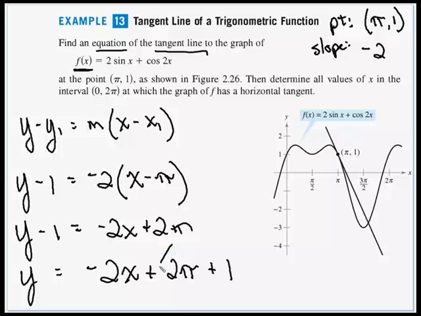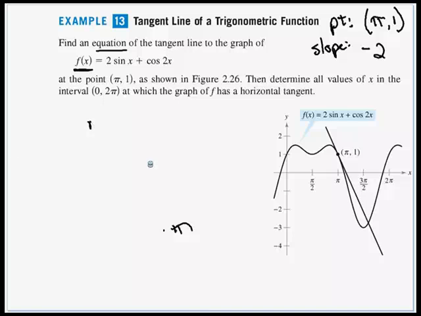You can think about, y equals mx plus b. Here is our y equals m. Our slope is -2x plus, this is our b. It's just a little weird looking. It's not just a number. It's 2 pi plus 1. Okay, so that's the first part. We found the equation of the tangent line at the given point.